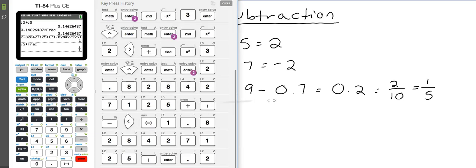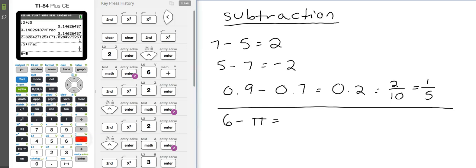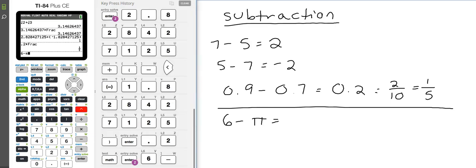Now, what happens when we subtract a rational number and an irrational number? Let's say we have pi, which we already discussed is an irrational number. Let's say we have 6 minus pi. Let's do it on the calculator. 6 minus pi. Let's see if this is rational or irrational.